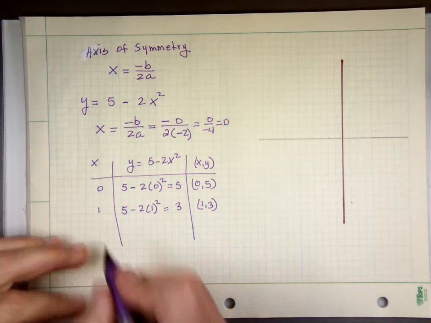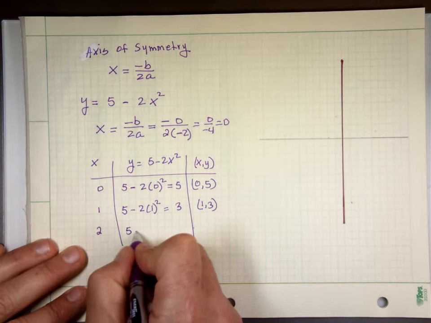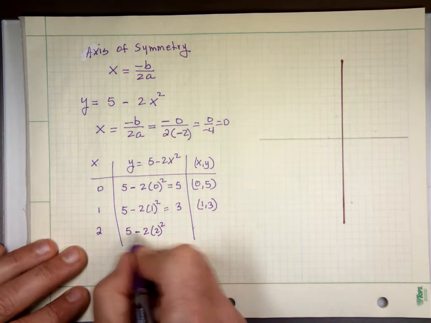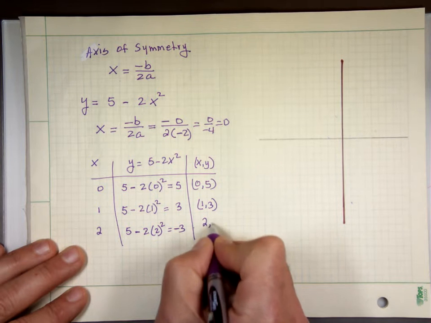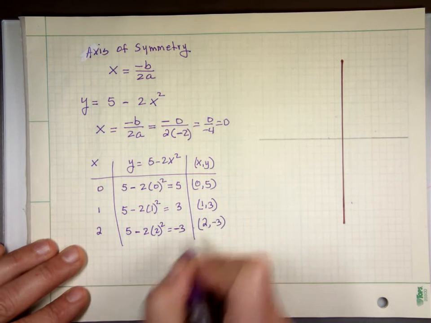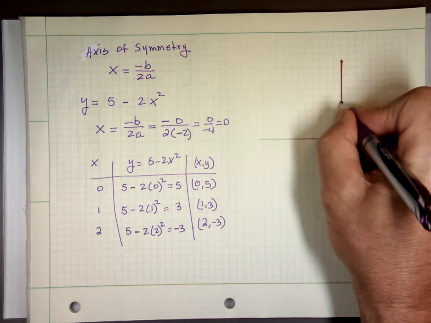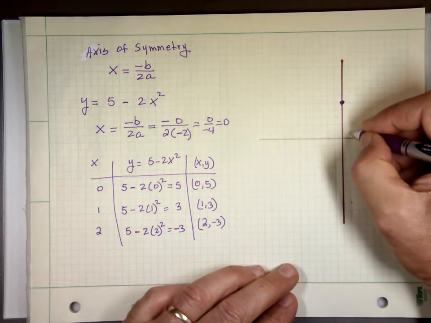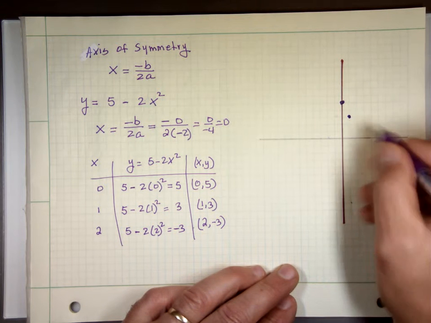When x is 2, 5 minus 2 times 2 squared. 2 squared is 4, times 2 is 8. 5 minus 8, which is what? Negative 3. So notice 3 points, that's enough. 0 and 5. See that point up there? 1 and 3. 2 and negative 3.